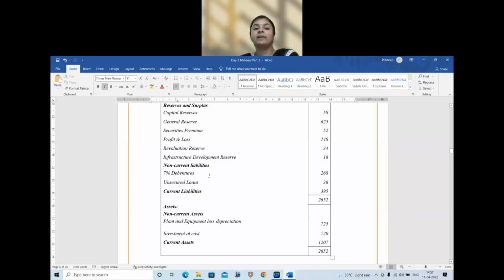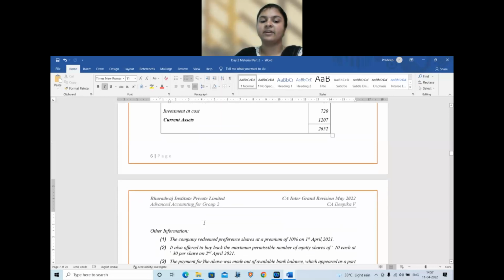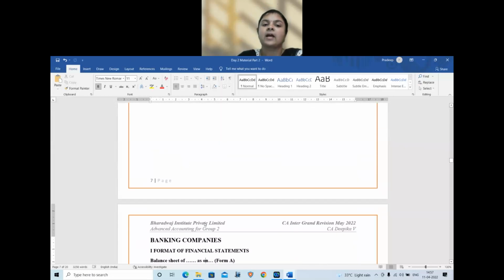Now, non-current liabilities, we have 7% debentures. Unsecured loans is given. Now, current assets, plant and equipment and investments are given. Other current assets are given. Okay. Other information.